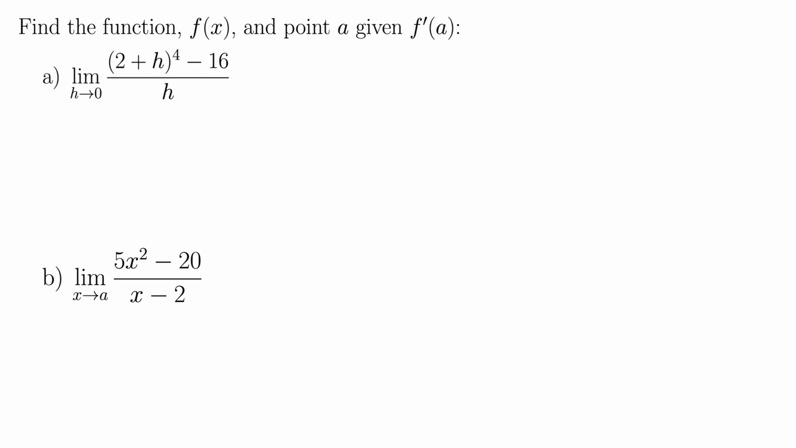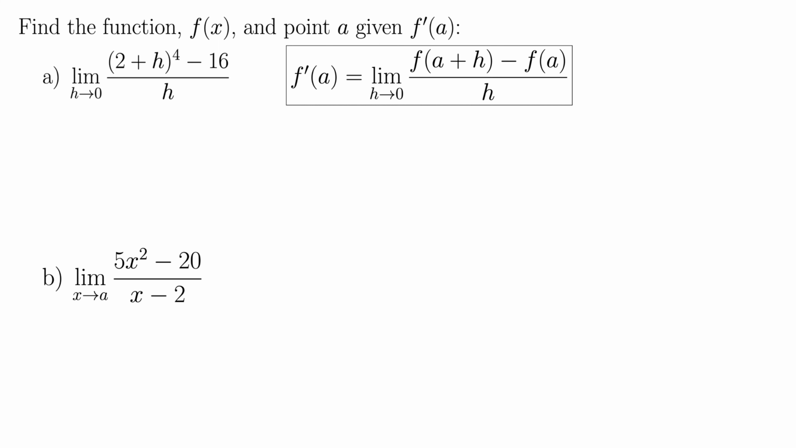I see limit as h goes to 0, so I'm thinking they're using the limit definition of the derivative, the h version. So let's bring that up. Okay, so f prime of a, by definition, is the limit as h goes to 0 of f of a plus h minus f of a, all over h. So we just need to match things up here a little bit.